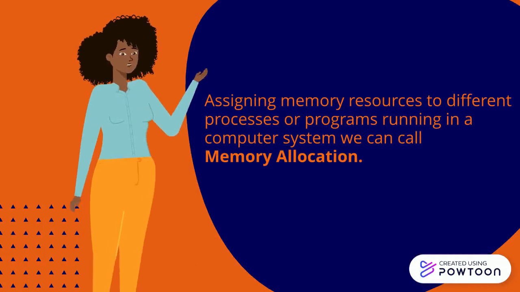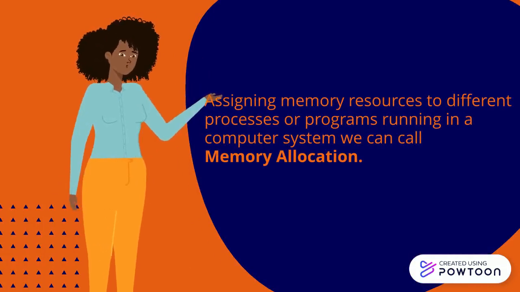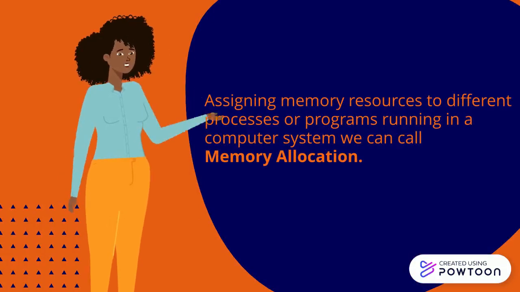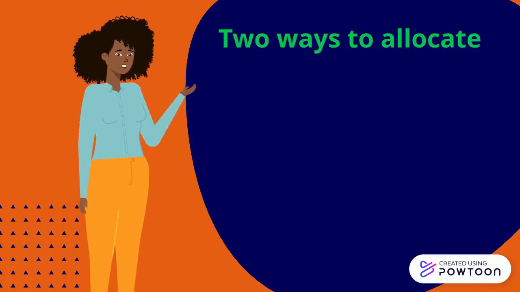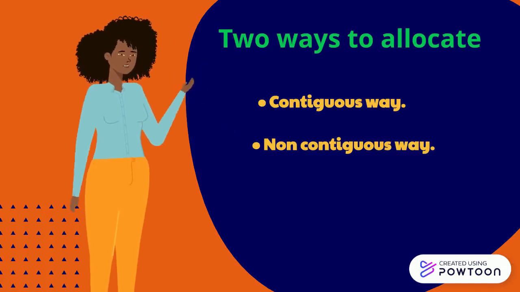As we go further and try to keep multiple processes running, the main memory keeps getting filled up, but as we know, main memory holds a very small space. This managing and assigning of memory resources to different processes or programs running on a computer system, we call memory allocation. There are two ways to allocate memory, which are the contiguous way and the non-contiguous way. We're going to talk about this later.